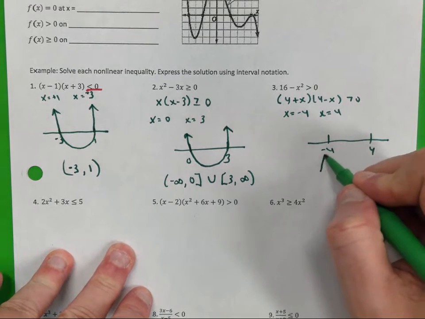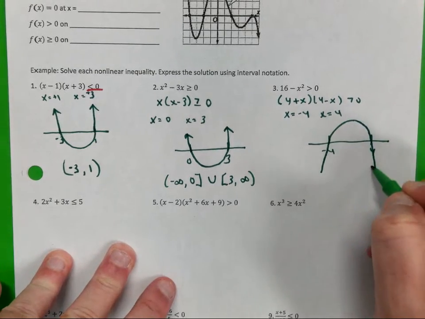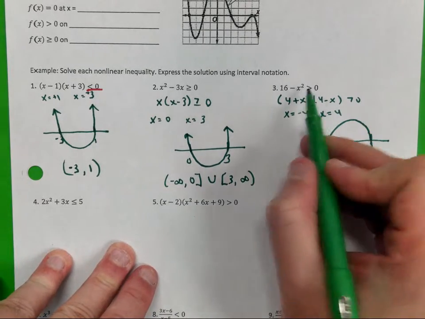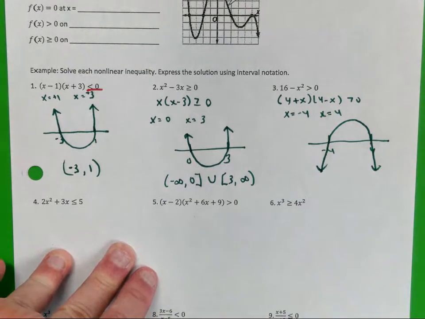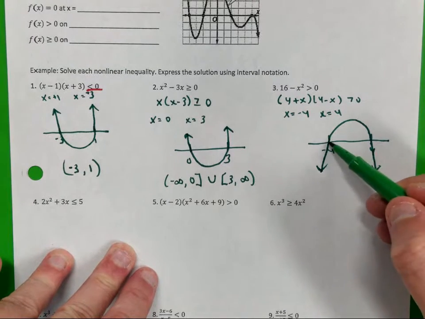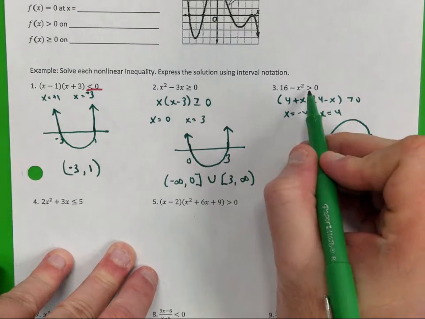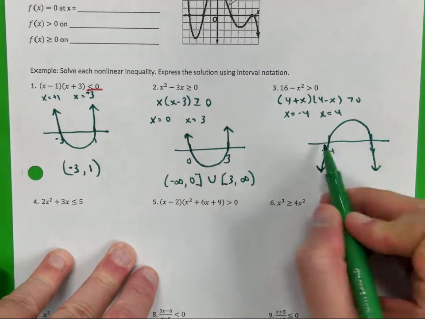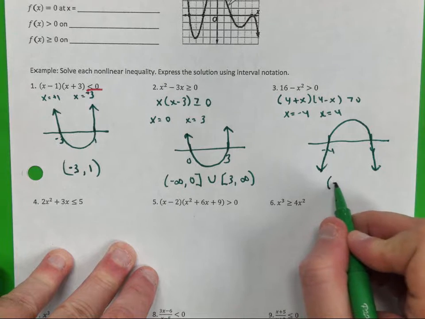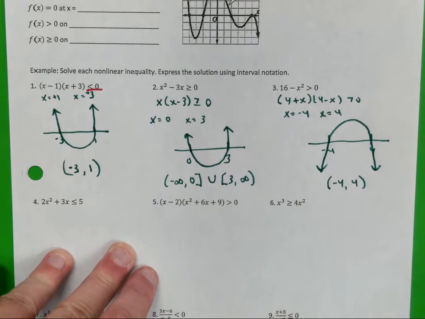All right, so I'm going to go like this. It wants it greater than 0. Where does it appear to be greater than 0? From -4 to what? Because it's above the line. Now go back to the original problem. It's greater than. So would I put parentheses or bracket around those? And that's your answer.